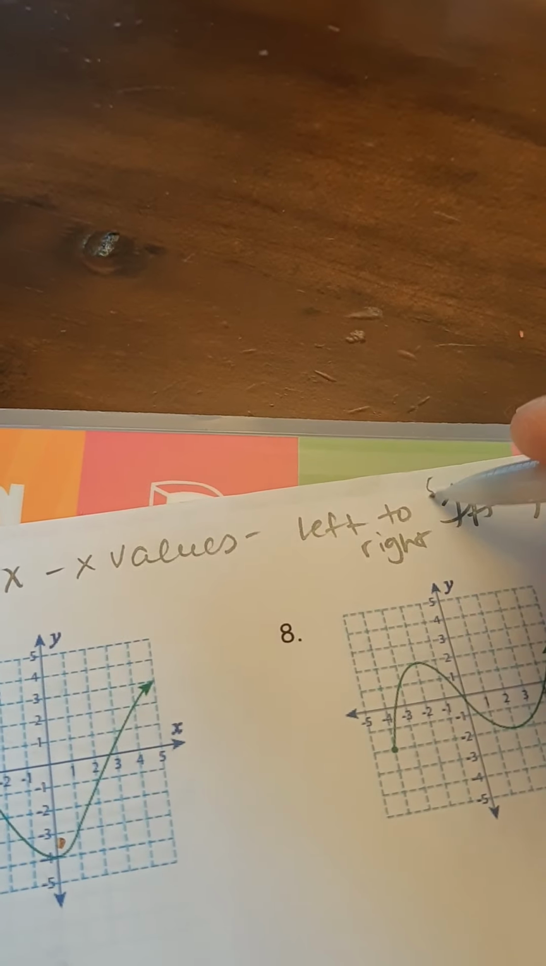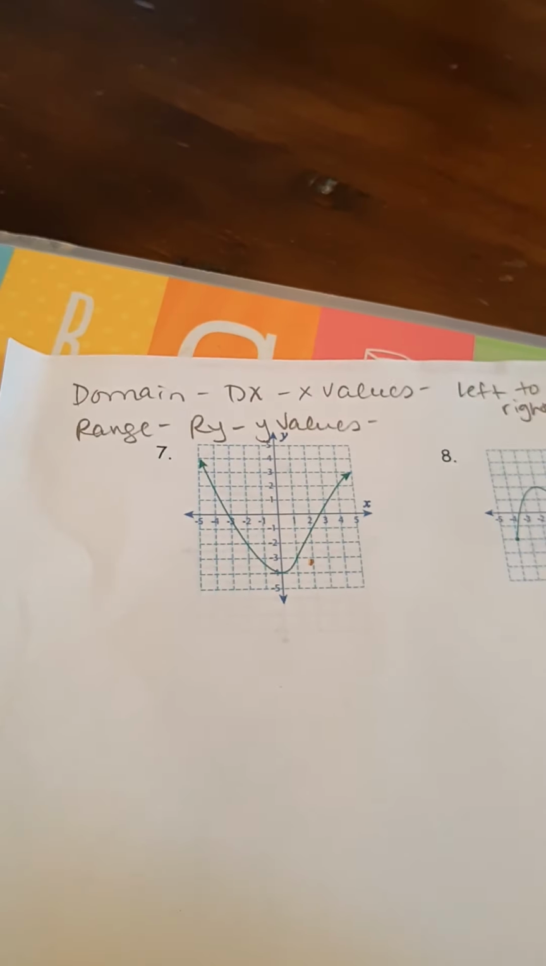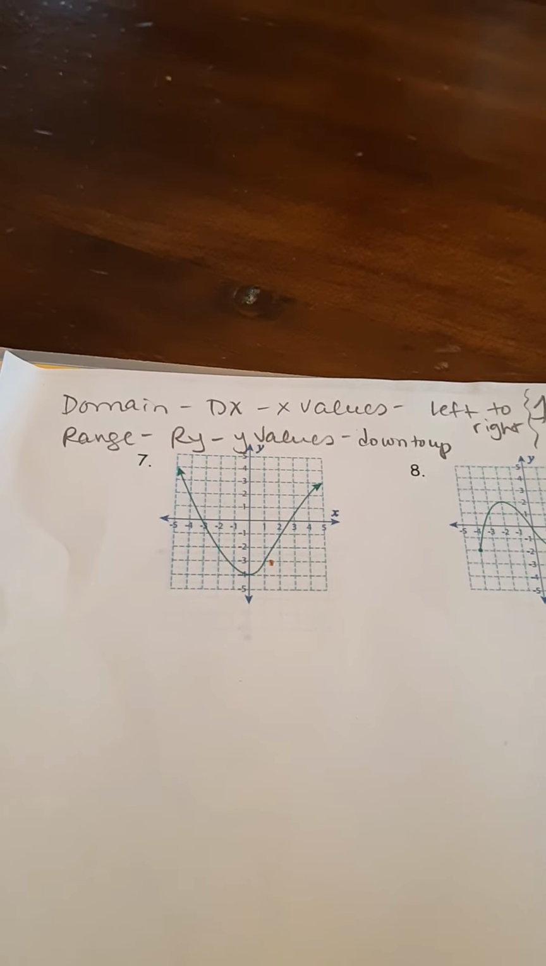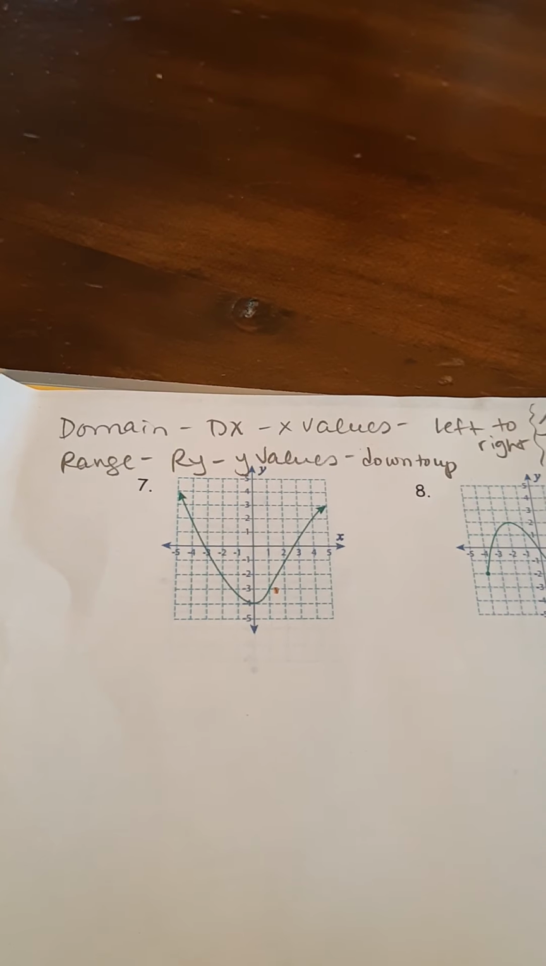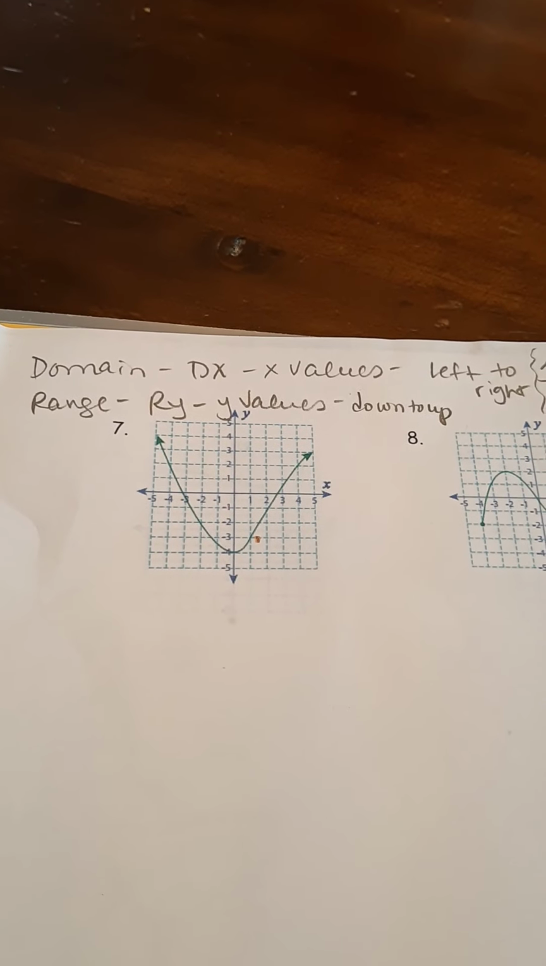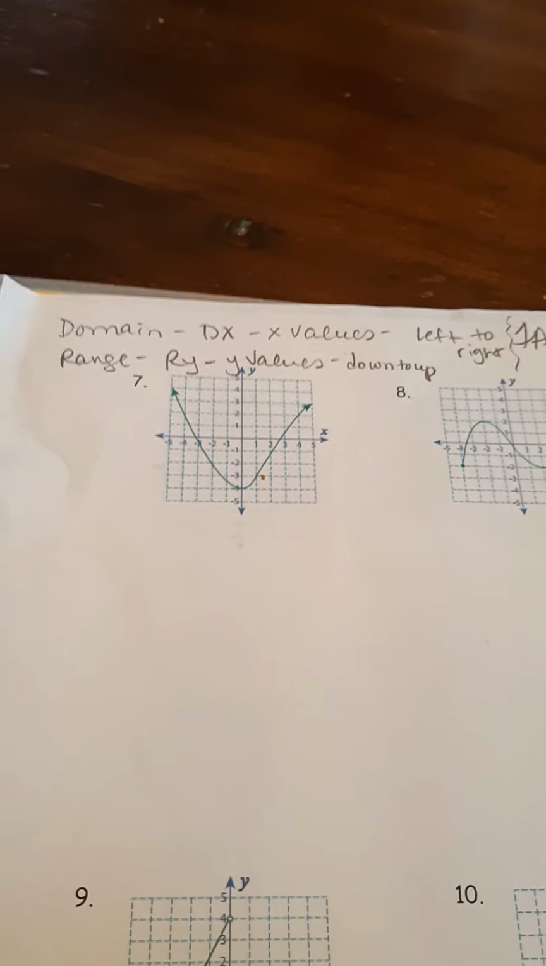And the range, which is abbreviated R Y, are the y values, and those go down to up. Okay, so there's a nice little note. So for number 7, we're starting at number 7 because I split the lesson into 2 parts. So you did the first part of the lesson in assignment number 9, and then assignment 10 is the second part.